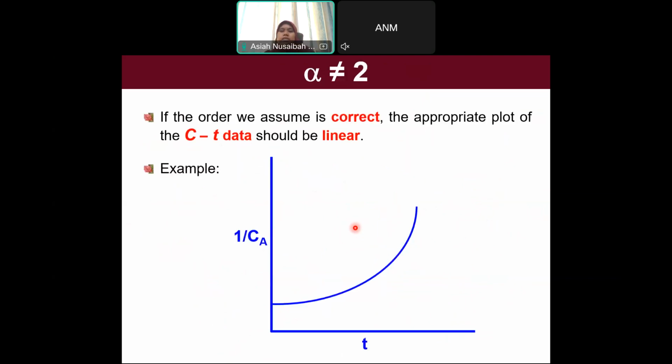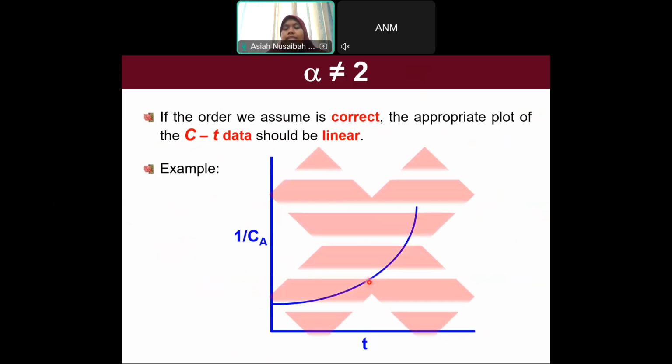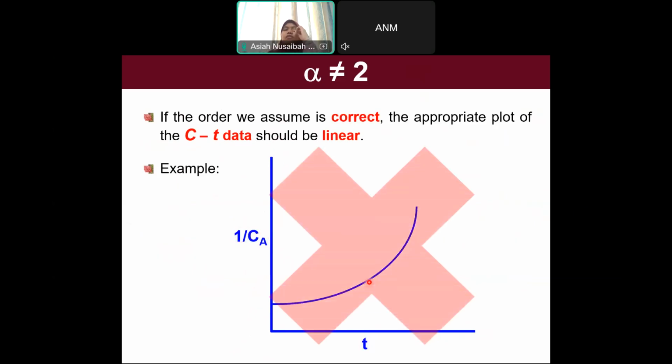Right. But the idea is, remember, whenever we plot a graph where, for example, we assume that alpha is equal to 2, the order is equal to 2. If we plot 1 over CA versus time, and we did not get a linear line, instead we get a curve, hence it means that it did not follow that order. In this case, it didn't follow the second order.